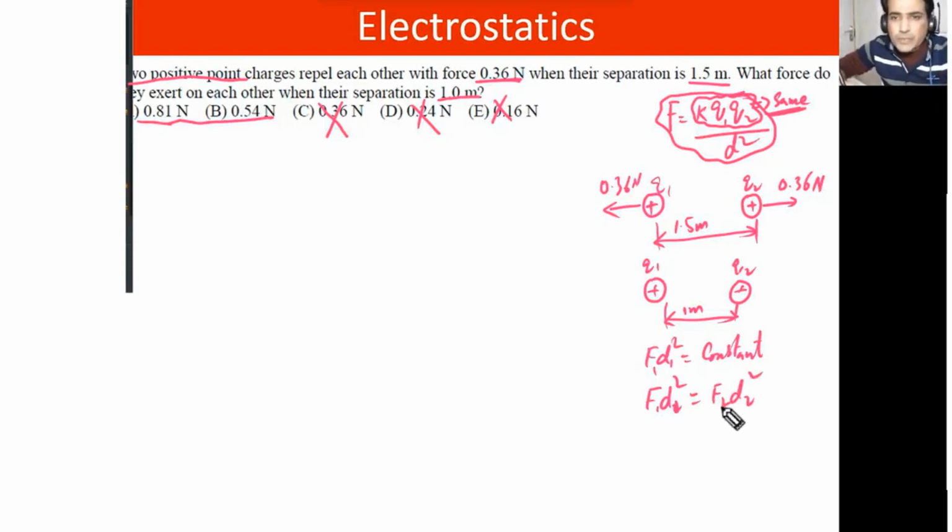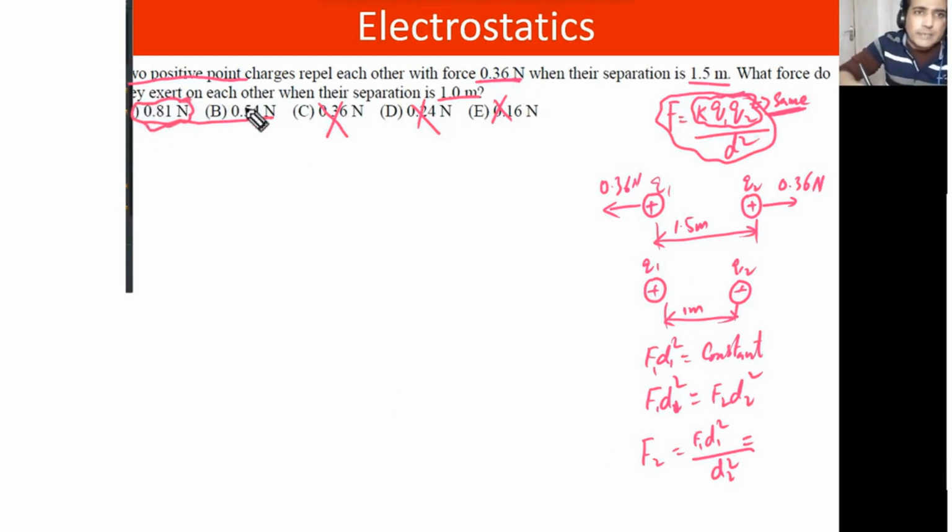Now what we need to find? We need to find F2. So simply F2 is equal to F1. F1 was given to you. So I will just write down the formula, then you can plug in values by yourself and you will get your answer. So F1 D1 square, just plug in, divided by D2 square. The F1 you see is given, D1 is given. Just plug in and you will get your answer.